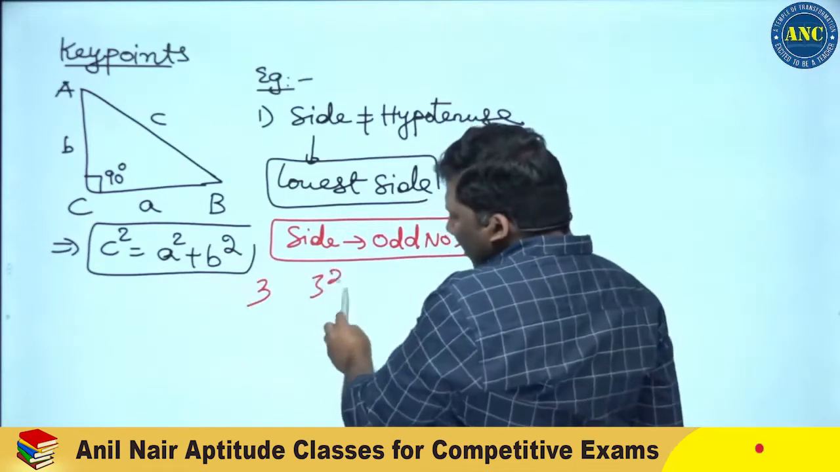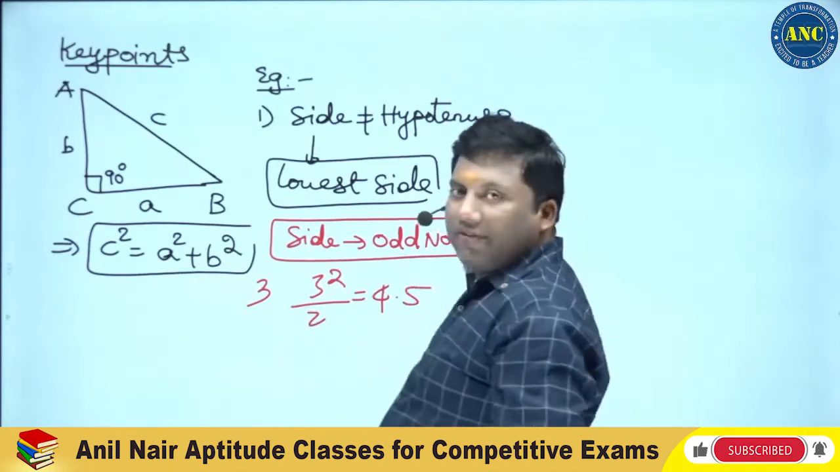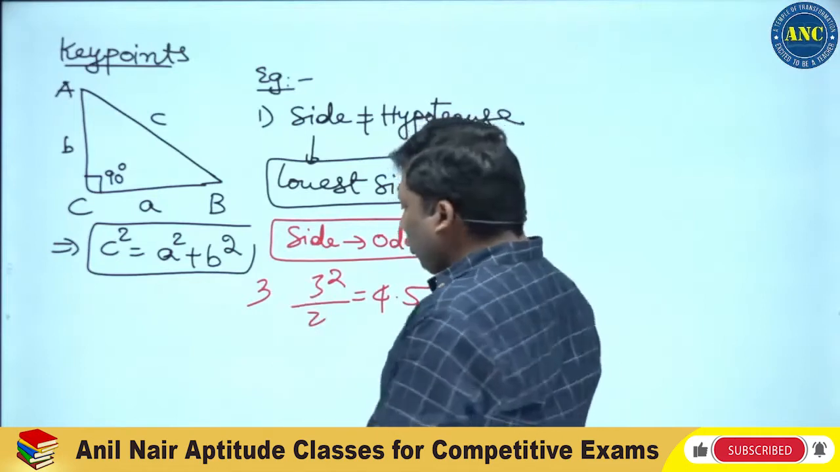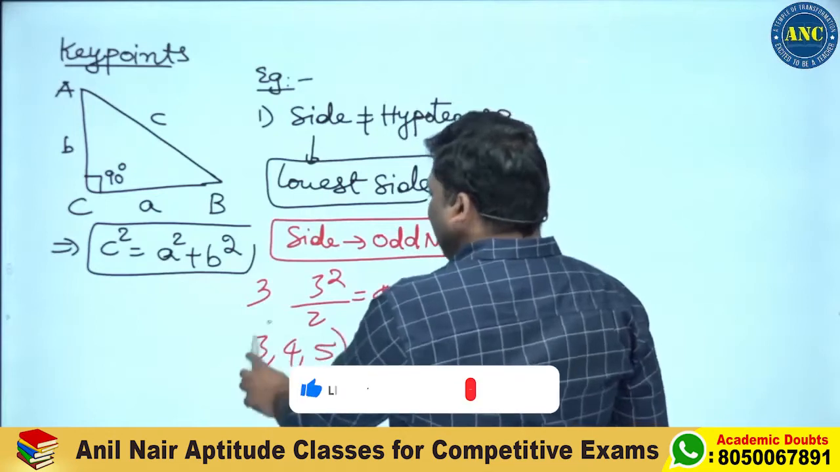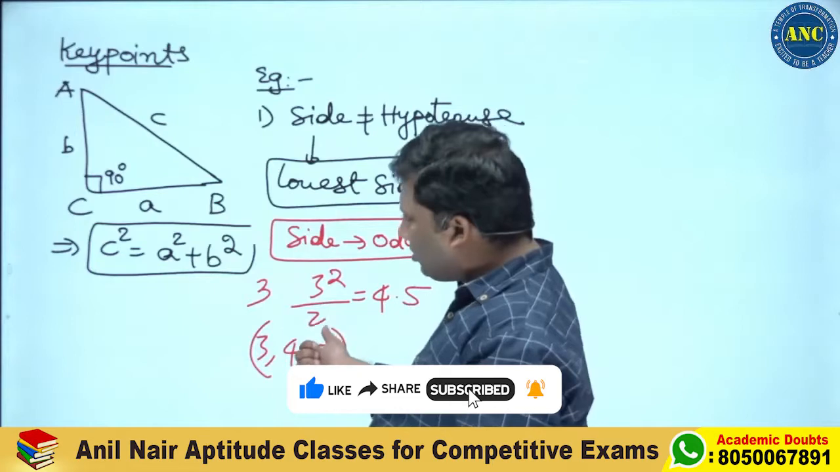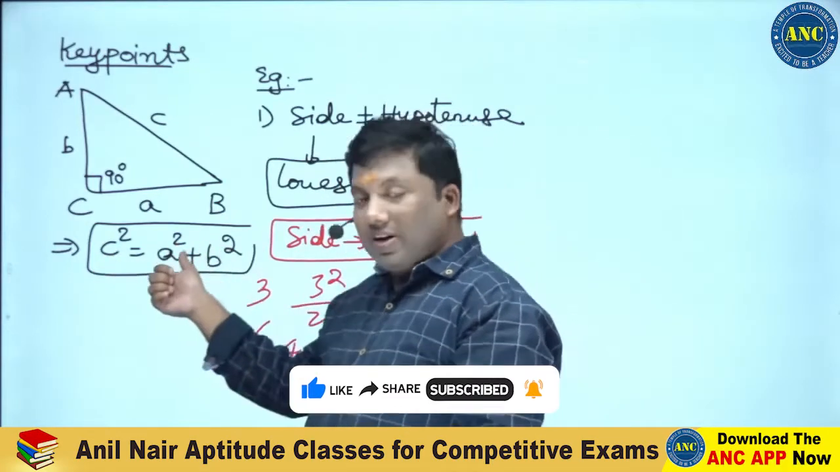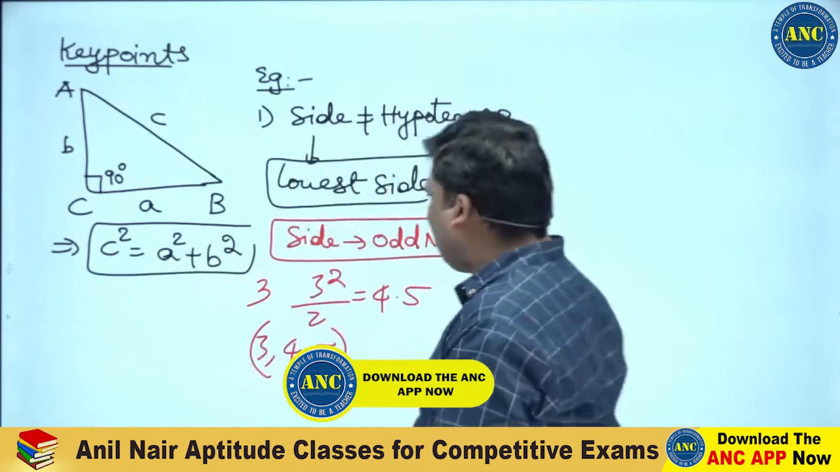Square it and divide by 2. 9 by 2, 4.5. So if you are taking an odd number, square and divide by 2. 9 by 2, 4.5. Subtract 0.5, add 0.5. 3, 4, 5. It is a Pythagorean triplet which will satisfy the equation. 5 square equivalent to 3 square plus 4 square. 3 square it is 9, 4 square 16. 9 plus 16 it is 25.